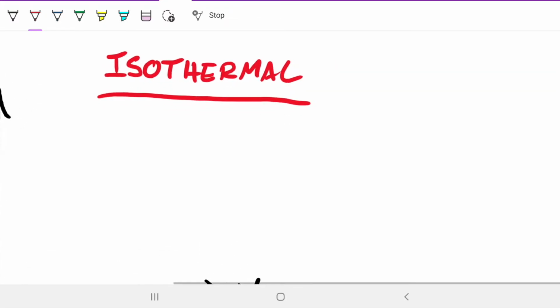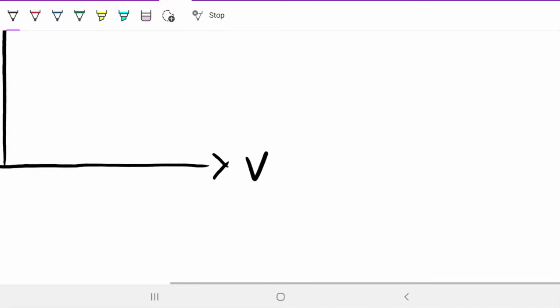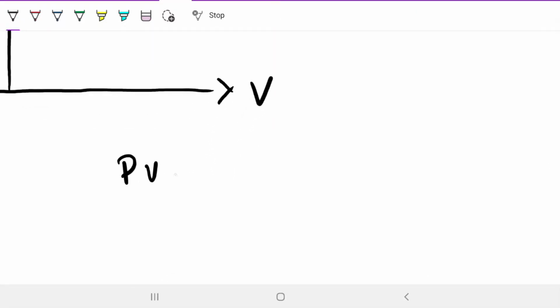So let's talk about the isothermal process. What is that? Well, if you call the ideal gas law, it says that PV equals nRT or mRT, right? Depending on the units of your R constant, it can be m for mass or n for number of moles. Well, if you have an isotherm, that means that your temperature is not changing, right?